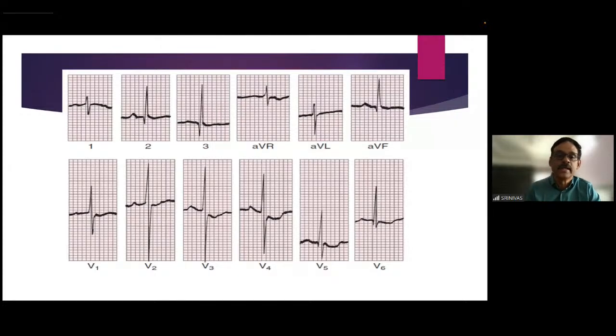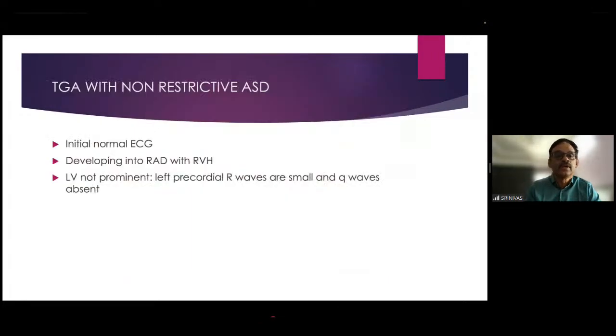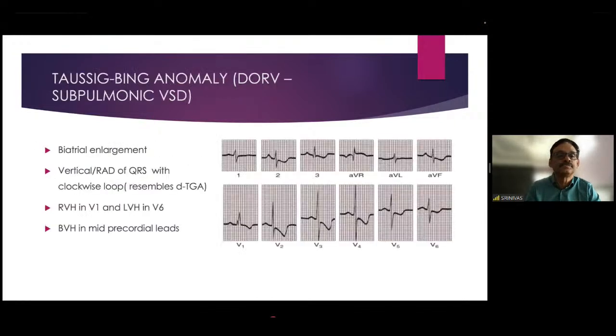This is what I am trying to say. So you should always interpret ECG in the context of the clinical picture. Now, when you sometimes use TGA, the intercirculatory mixing may be only at the level of the atrial septum with a large ASD, then it will simply resemble an ASD ECG.